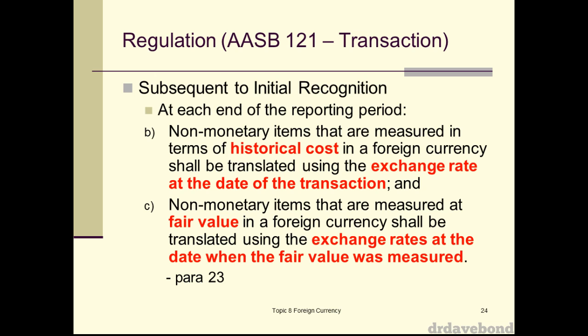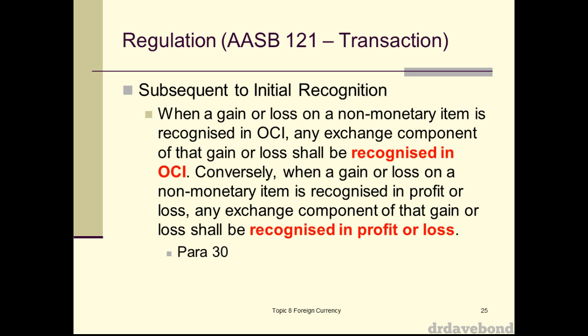So the dates become important, and when these things occur, and we'll have a look at that with the second example. Subsequent to initial recognition, this is a really wordy paragraph, but it actually is quite simple what it means. When a gain or loss on a non-monetary item is recognized in OCI, any exchange component of that gain or loss shall be recognized in OCI. Conversely, when a gain or loss on a non-monetary item is recognized in profit or loss, any exchange component of that gain or loss shall be recognized in profit or loss.